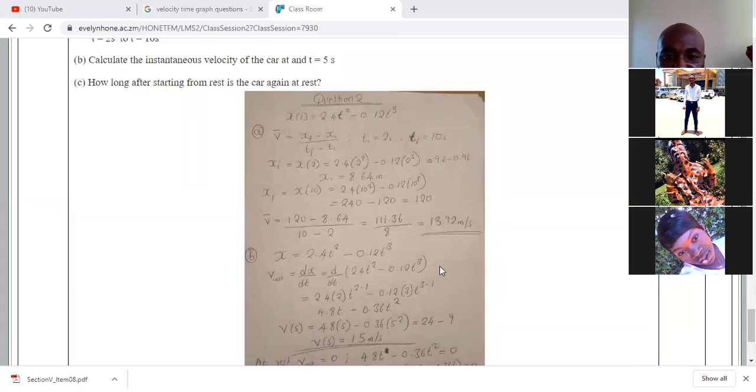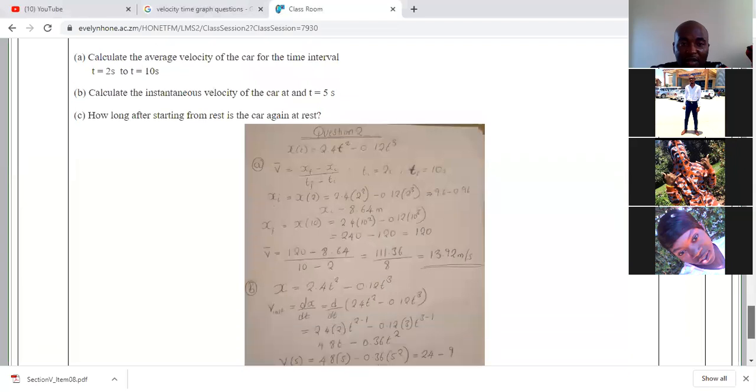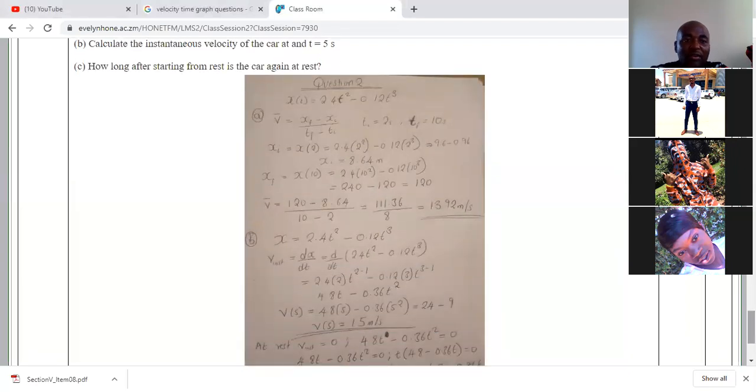Yes, sir. I just want a bit of explanation on the last question, finding the time where you were explaining about the equation stated and how to find the time where it equals 0. That's the point. Right. So how long after starting from rest is the car at rest again?